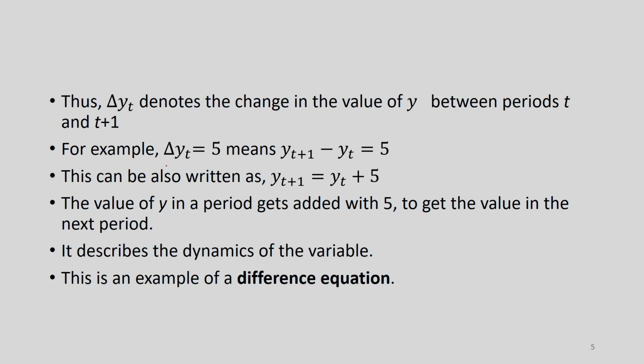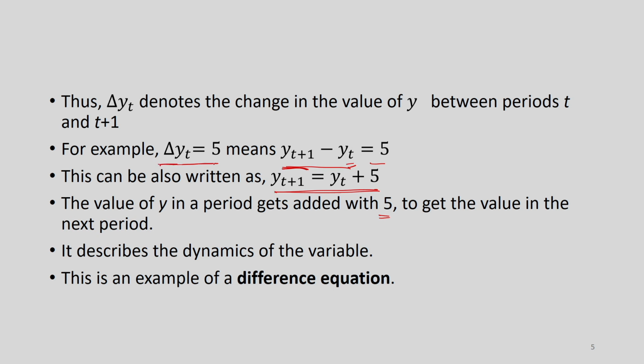So, let us take an example. Suppose delta y t is equal to 5, that means if we are starting from point t and we are taking t plus 1, then this gap y t plus 1 minus y t is equal to 5. And notice this can also be written as y t plus 1 is equal to y t plus 5. Okay. The value of y in a period gets added with this number 5 to get the value in the next period. So, that is what it basically means.